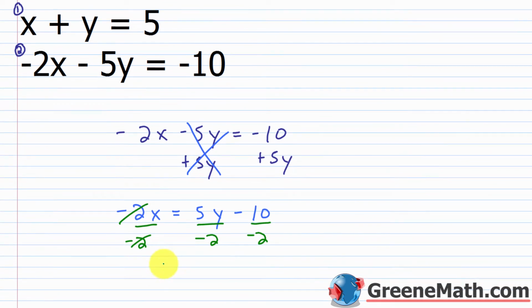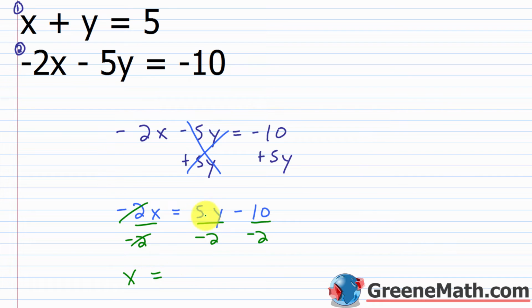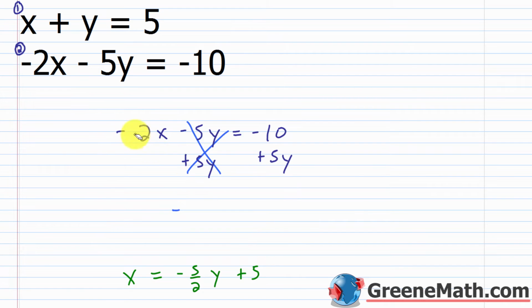So this is going to cancel. I'll have x is equal to 5 over negative 2. Might as well just put negative 5 halves times y. Negative 10 over negative 2 is plus 5. So this came from equation 2. So I want to plug into equation 1.